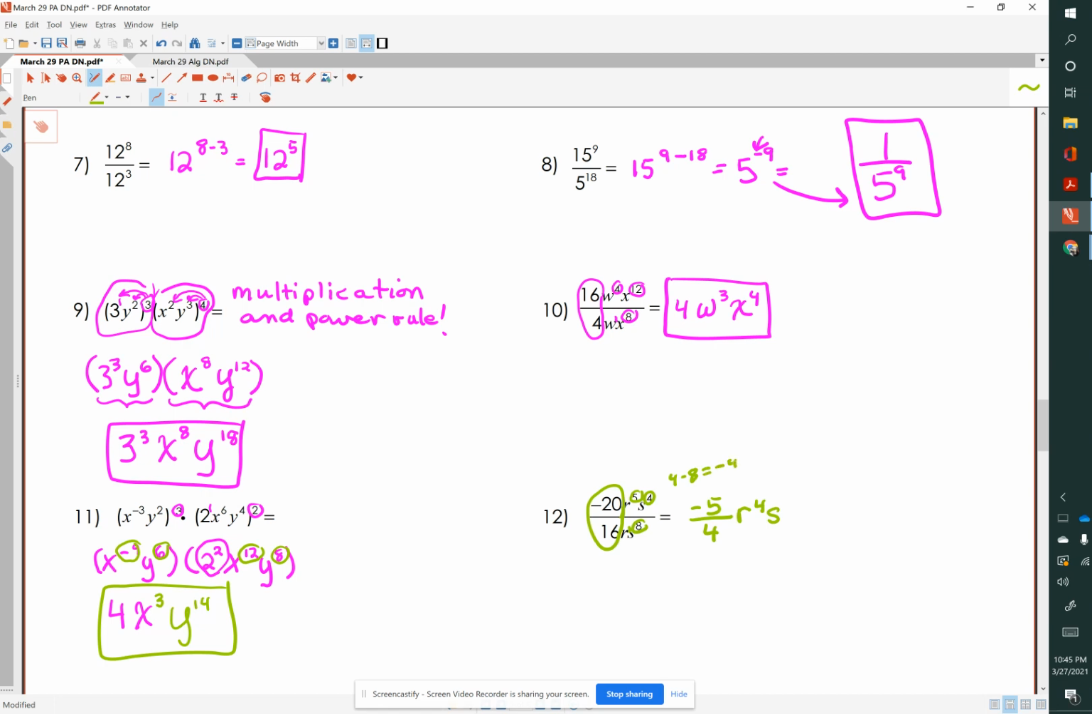is negative 4. And we cannot have a negative exponent. We're going to put that in the denominator. So we'll have a numerator of negative 5, and that's okay to have that negative. It's a negative exponent that we do not want. R to the fourth. We put s in the denominator with an exponent of 4. Then the exponent becomes positive, and that's our final answer.